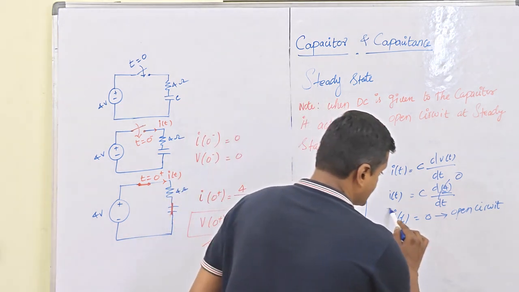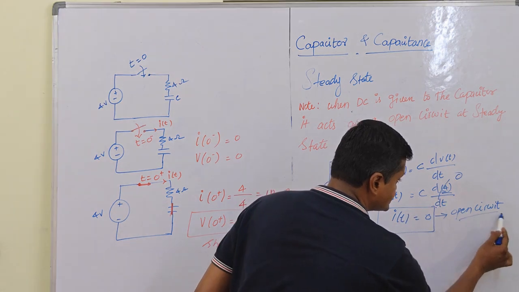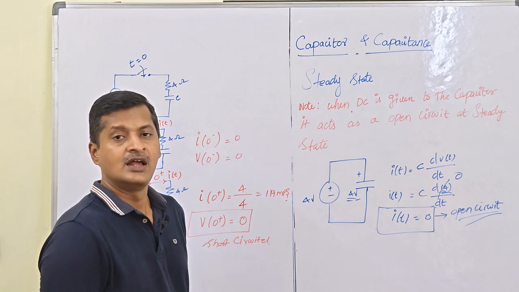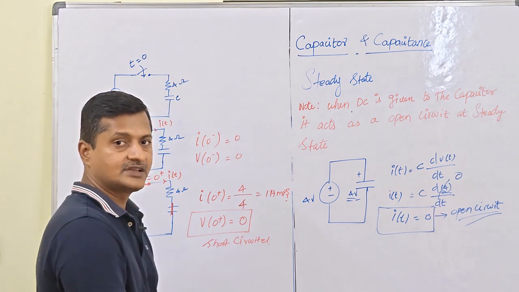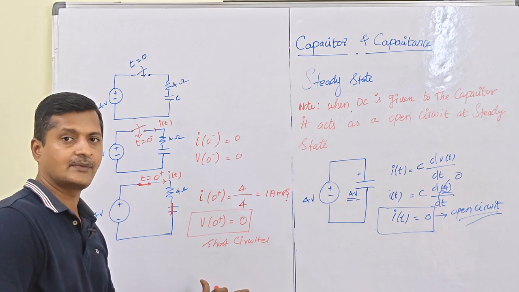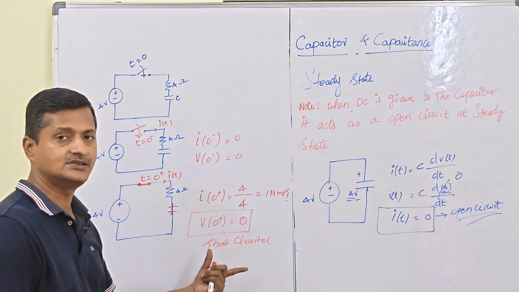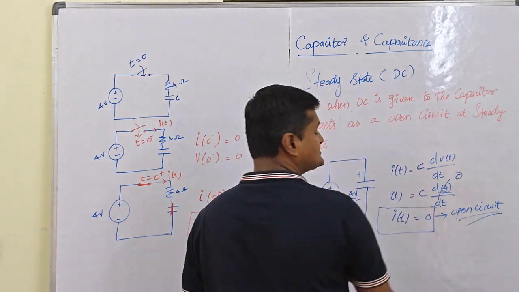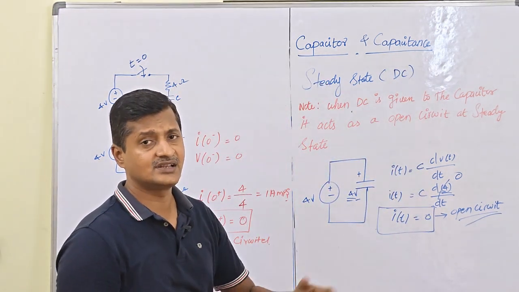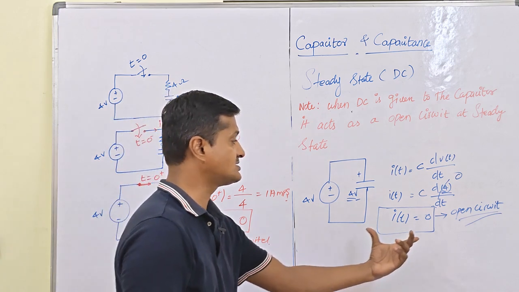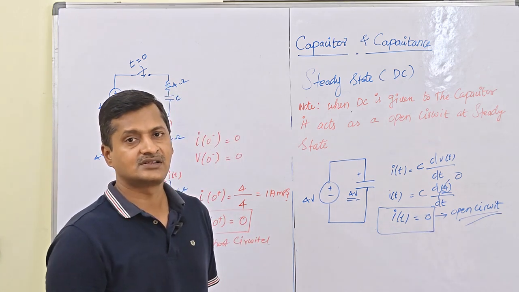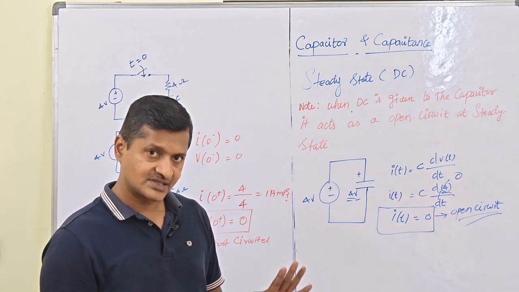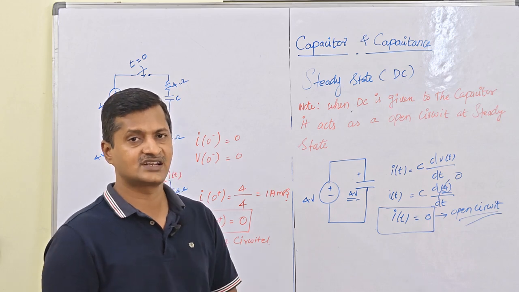So when i(t) is 0, how does the capacitor function? It is an open circuit. So the capacitor will act as an open circuit. In the transient state, at the time of switching, the capacitor acts as a short circuit, so it does not show capacitor functionality. At steady state, which is called DC, when constant voltage is applied, the capacitor will act as an open circuit and the current there is 0. This is the behavior of the capacitor: how it functions in the transient state and in the steady state.